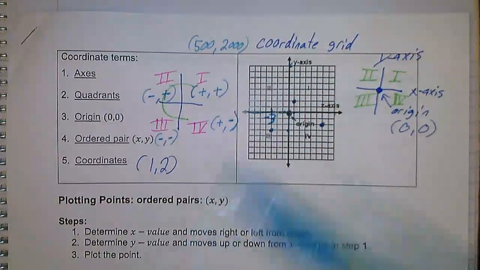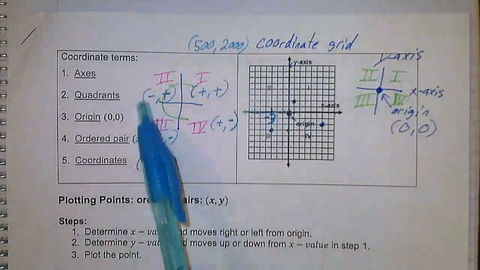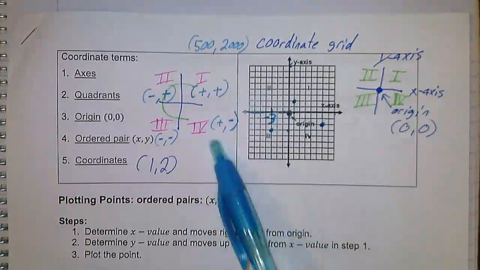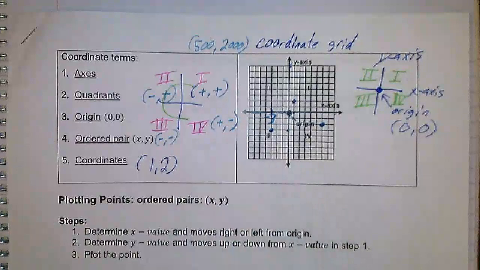So in quadrant 1, they're both positive. In quadrant 2, the x is negative, but the y is positive. In quadrant 3, they are both negative. And in quadrant 4, you have one positive, one negative. Positive x, negative y.